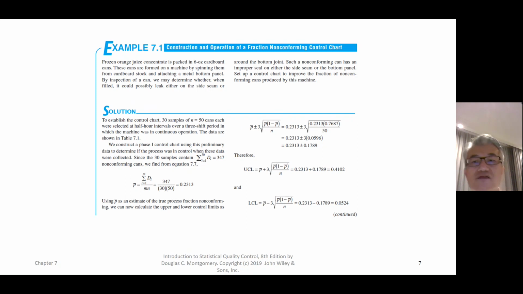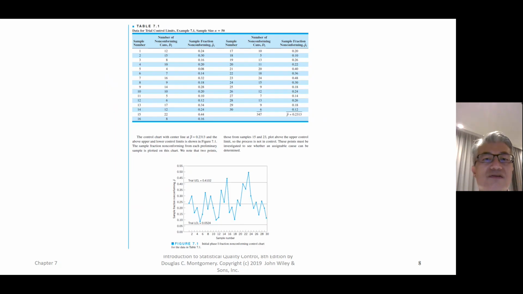So the fraction non-conforming will be between about 40% and 5%, which is quite high. So the center will be around 23%, with the upper and lower control limits shown in Figure 7.1. The sample fraction non-conforming from each preliminary sample is plotted on the chart.